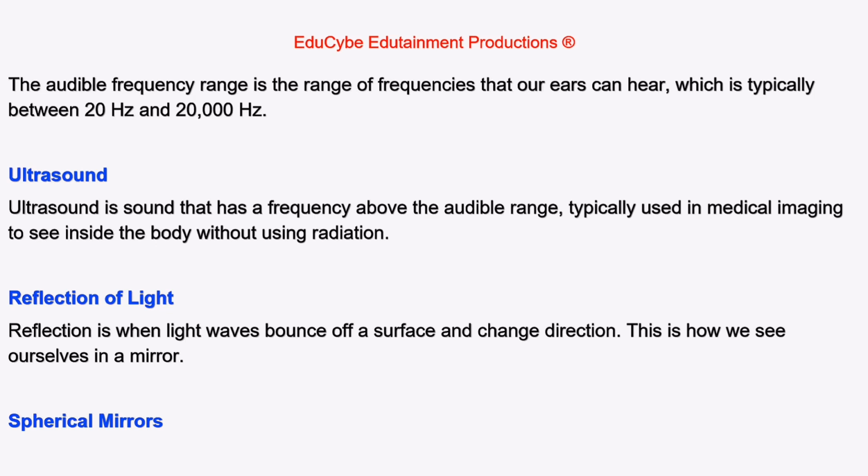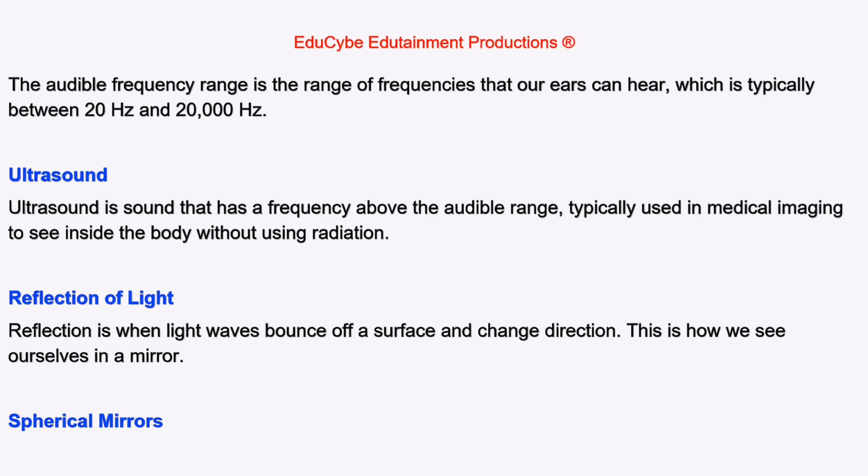Ultrasound. Ultrasound is sound that has a frequency above the audible range, typically used in medical imaging to see inside the body without using radiation. Reflection of light. Reflection is when light waves bounce off a surface and change direction. This is how we see ourselves in a mirror.